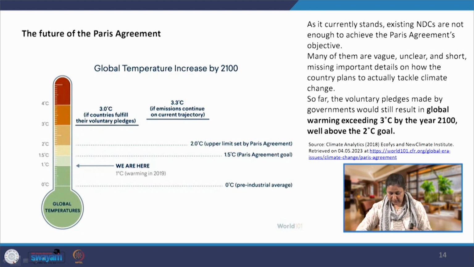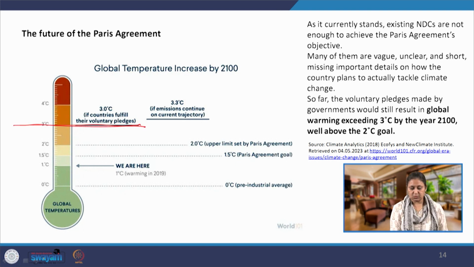So, if you look at this particular graphic, the targets that the countries have set for themselves, if they are able to fulfill all those targets, even then we are going to reach a 3 degree rise, is what our models tell us, which clearly tells us that the targets that countries have set for themselves are not enough. We need to set stricter, more stringent, more challenging targets to reduce the greenhouse gas emissions.